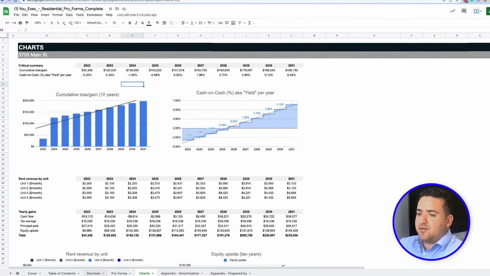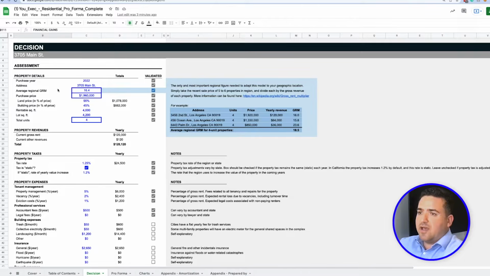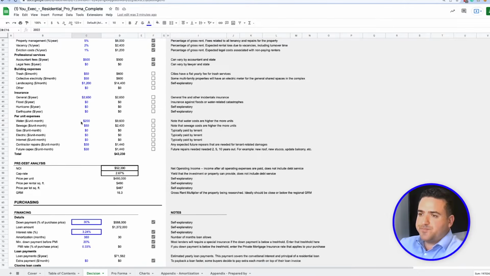To get started, go to the decision sheet and calculate the average regional GRM. We've created a small tip so that you can calculate this for you or find it online. Then enter all the details about the property that you're looking to purchase.